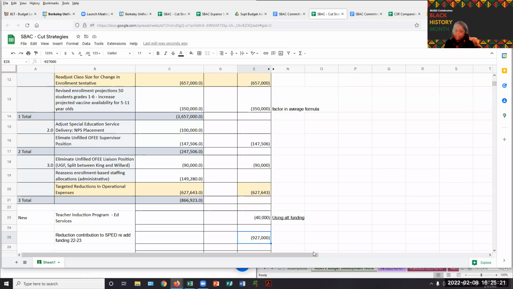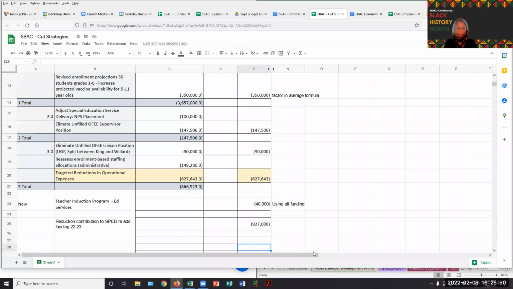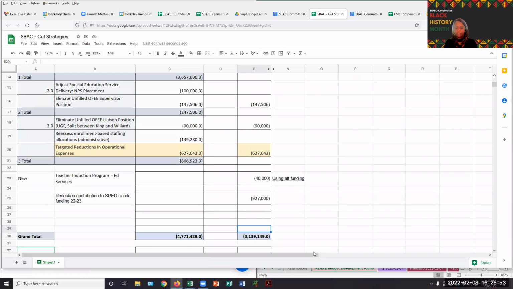I didn't score it against revenue. I scored it with the anticipation that we will use this additional funding to reduce our contribution to special ed. Right now, we contribute about $24 million to that program. We're encouraging special ed that this additional funding should not be used for new programming. It should be used to reduce the contribution from the general fund. So this gets us to a $3.1 million budget reduction that we feel fairly confident about at this time.